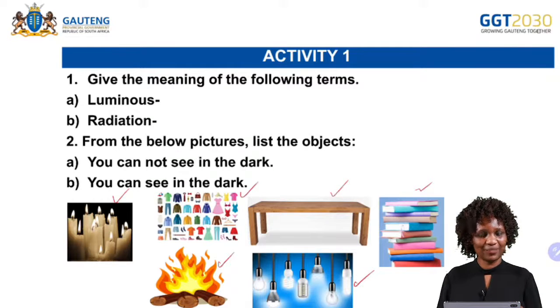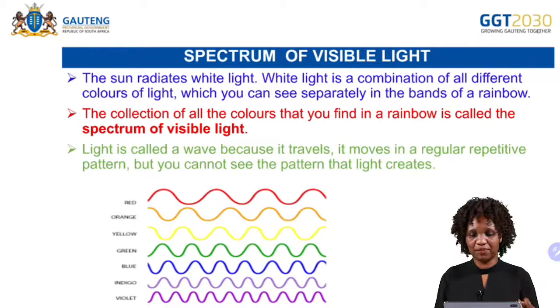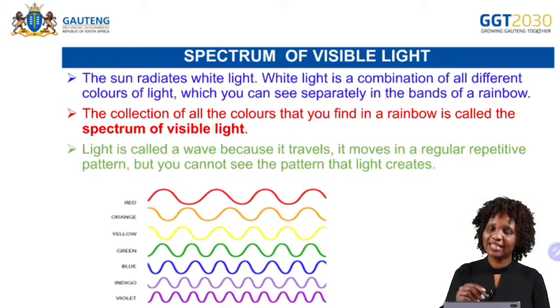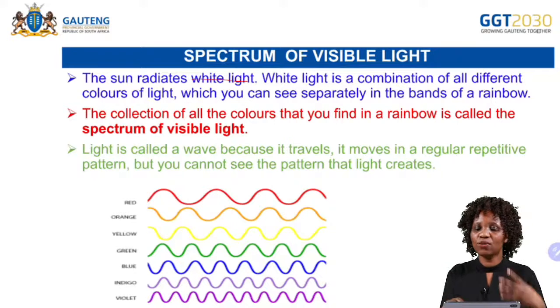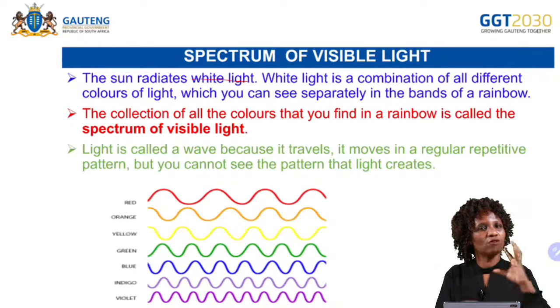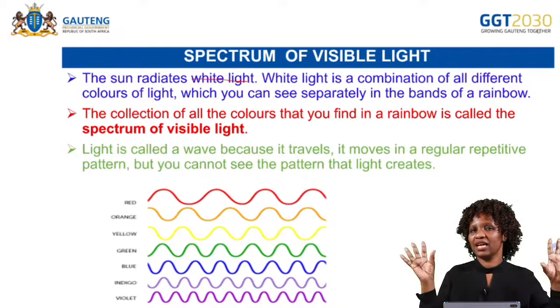All right. And then spectrum of visible light. When we are looking at the spectrum of visible light, the sun radiates white light. Okay, it radiates white light. And then white light is a combination of all different colors of light. When we see white light, we'll just see white light.